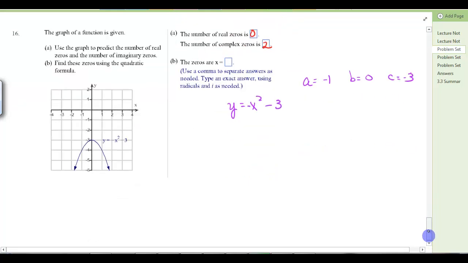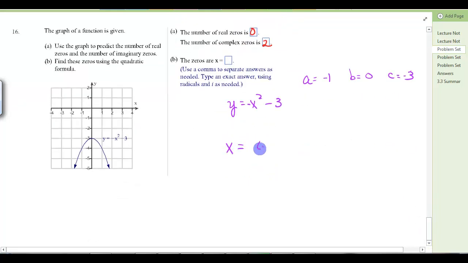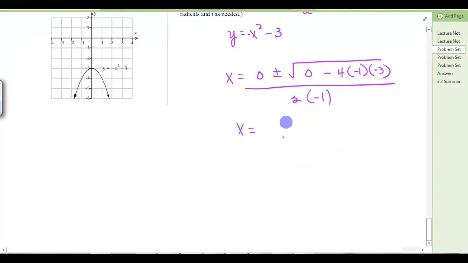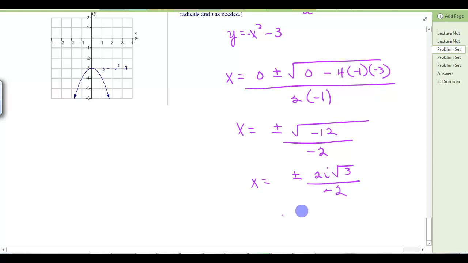So let's do the quadratic formula. x equals 0 plus or minus square root of 0 minus 4 times negative 1 times negative 3 all over 2 times negative 1. So x is plus or minus square root of, we got 4 times 3 is 12. We got 3 negatives, that's a negative 12 over negative 2. That's plus or minus 2i square roots of 3 over negative 2.